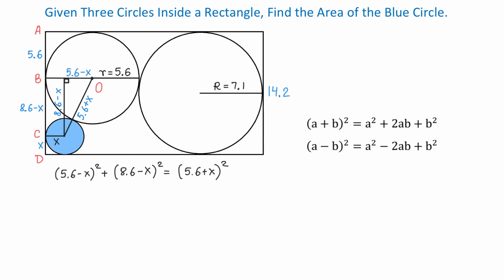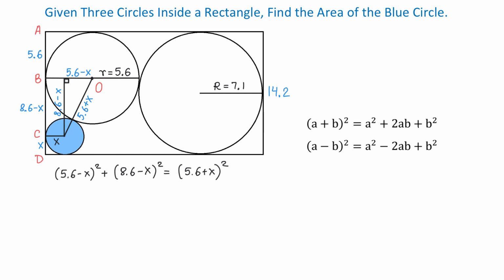Now to remove the parentheses, we will use these two formulas. The first one represents the square of a sum, and that is (a plus b) squared equals a squared plus 2ab plus b squared, and the second one represents the square of a difference, and that is (a minus b) squared equals a squared minus 2ab plus b squared. So on the left side, we will use the square of a difference, and on the right side, we will use the square of a sum.